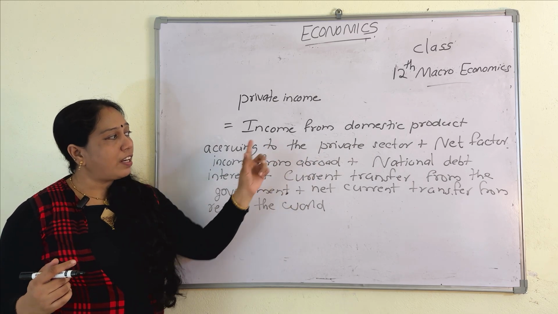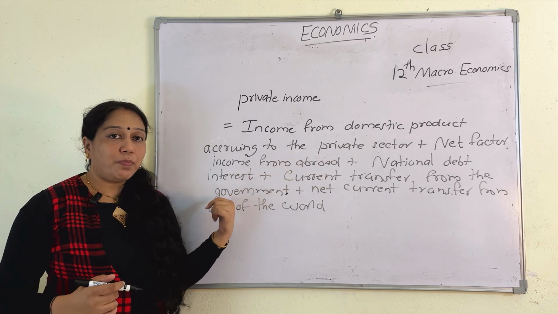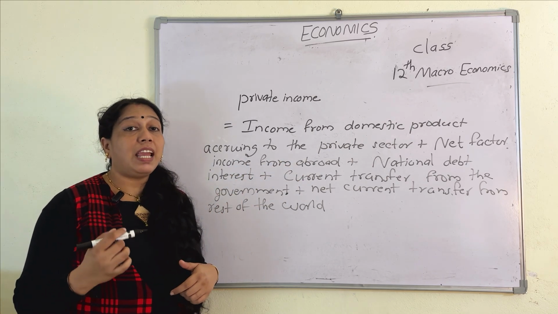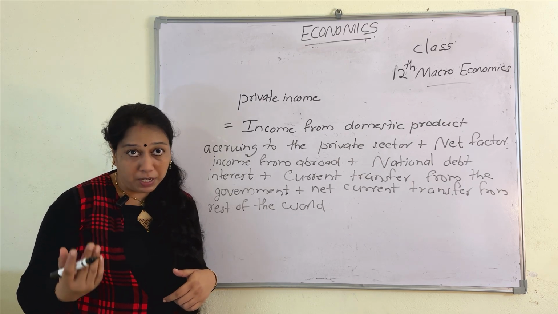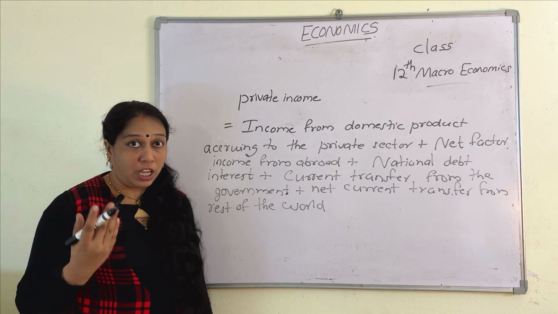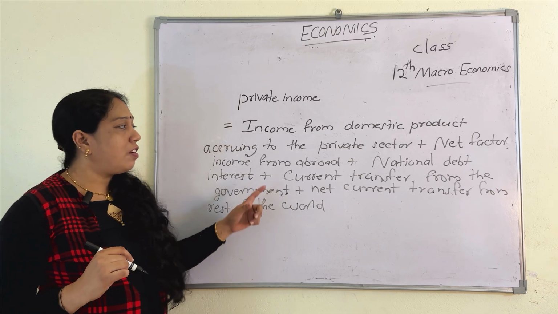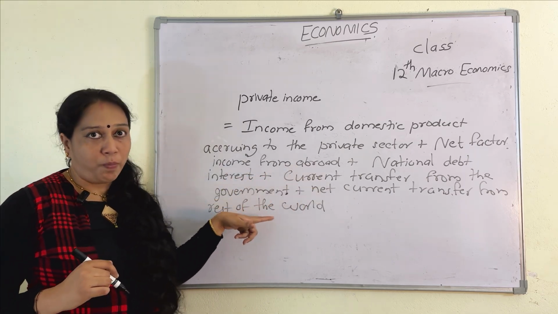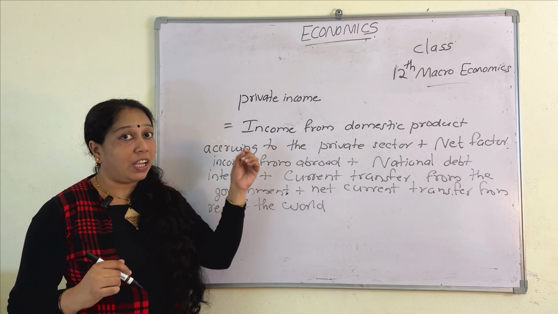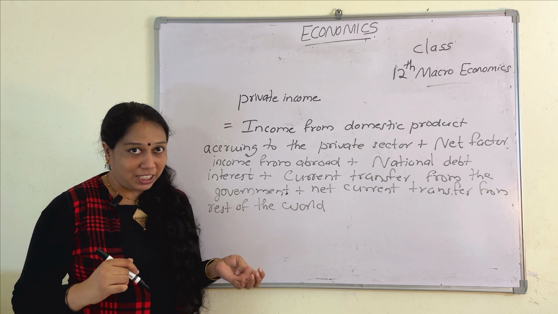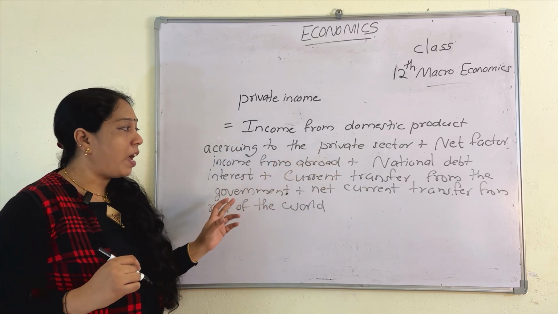Next, national debt interest. It means the government takes loans from the private people to meet additional expenditure, and for that the government has to pay interest on the debt. Next is current transfer from the government. The government gives transfer income to the people in the form of subsidies and unemployment allowances.